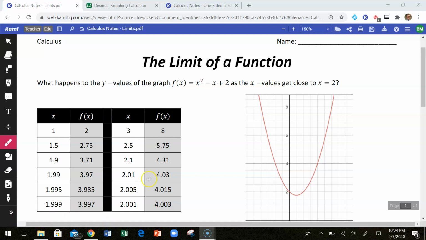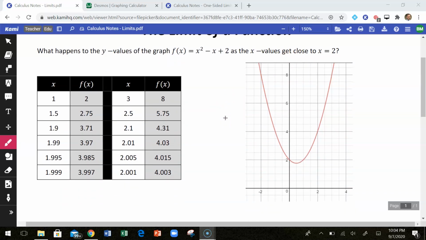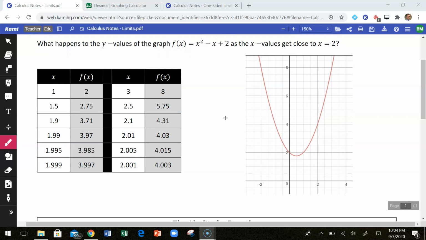Alright, in this video we are going to start talking about what a limit is. So we're going to look at the limit of a function. And the question is, what happens to the y values of the graph f of x equals x squared minus x plus 2, which I have graphed right here, as the x values get close to x equals 2? So the idea is we are going to make our x values get closer and closer and closer to 2. We're going to do that from both sides.